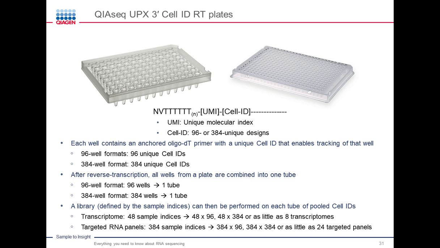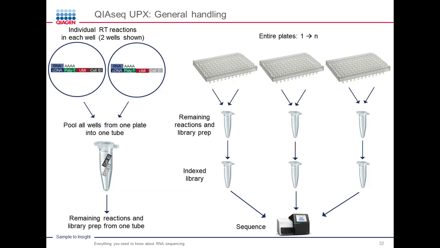Alternatively, if you do a small number of libraries but want to still multiplex, you only even have to do 8 transcriptomes at a time. So basically, whatever type of throughput you have, this solution can work for you.